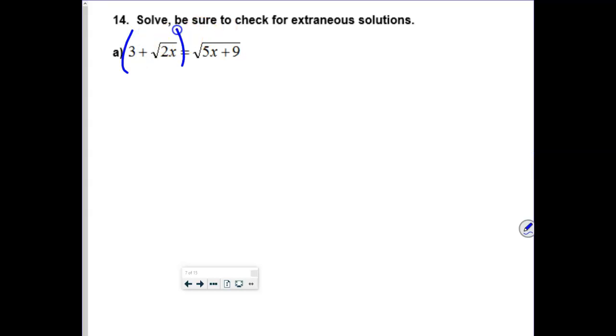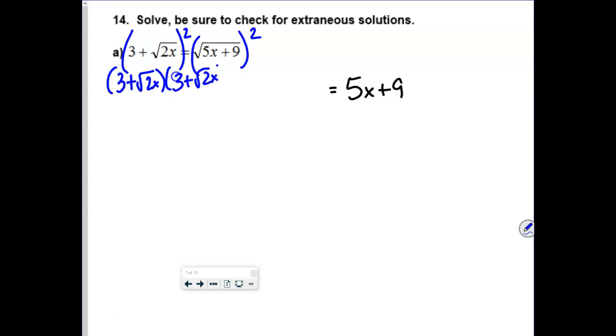So let's square. And I'm squaring because these are square roots. I have no doubt that you guys will be amazing at the right side of this equation. You know it's a 5x plus 9. Can we talk about the left side, though? You guys have a 3 plus square root of 2x times another 3 plus square root of 2x. It is a foiling question. All right, go slow, because you saw what happens if you make a mistake here, right?